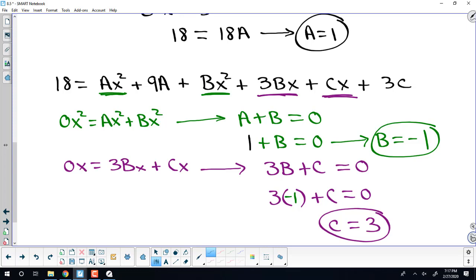That's all we really need from that, so there's no need to say that 9a plus 3c is equal to 18. You can write that out. It's not going to give us any additional information.